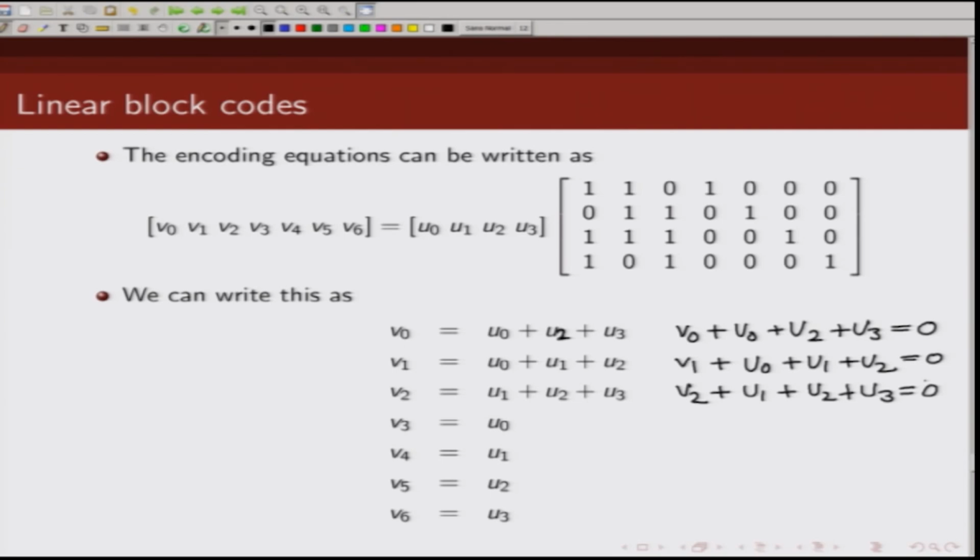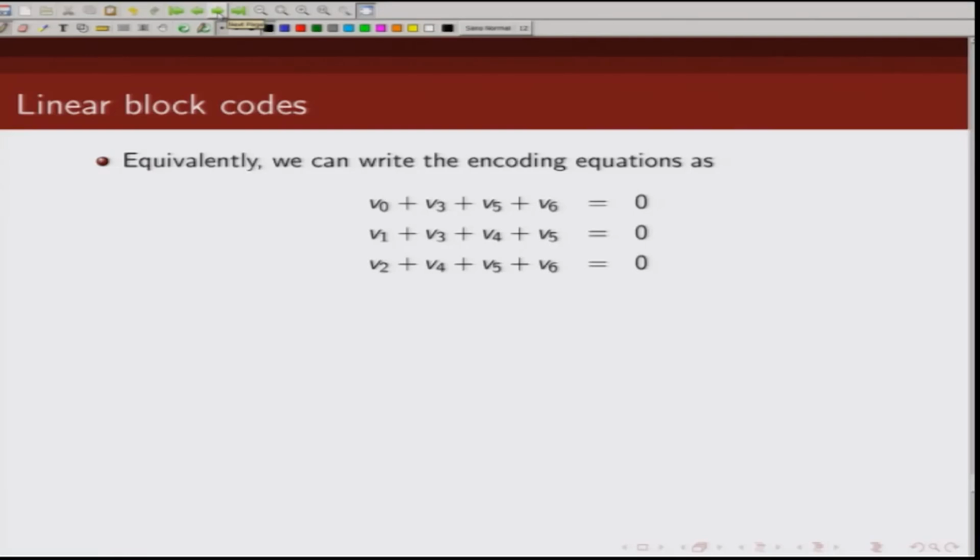The next thing we would try to do is to write these parity check equations in terms of the other coded bits. We can see here U0 is nothing but V3. So, wherever U0 appears, we can replace it by V3. Similarly, U1 is equal to V4, so wherever U1 appears, we can replace it by V4. U2 is equal to V5, so we can replace U2 by V5, and U3 is equal to V6, so we can replace U3 in terms of V6. By doing this, we will get a set of equations which depend only on these coded bits. If we do that, what we get is something like this.